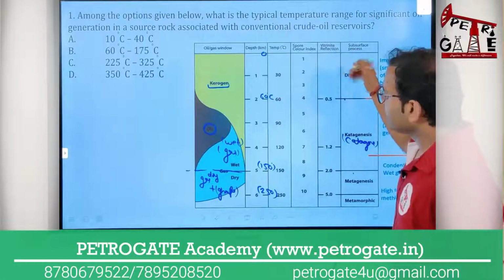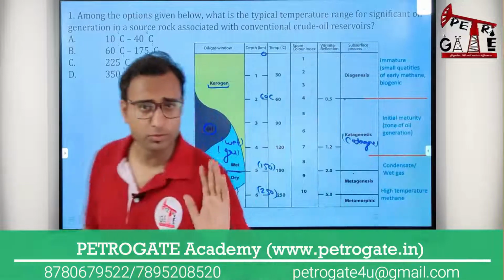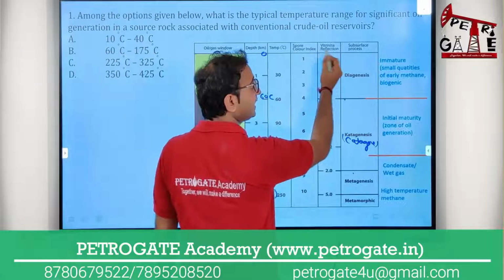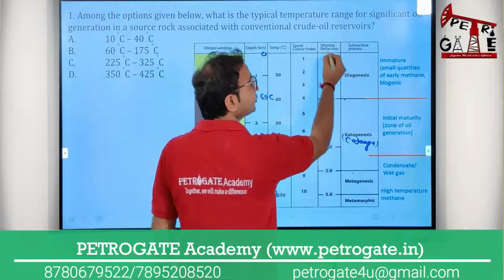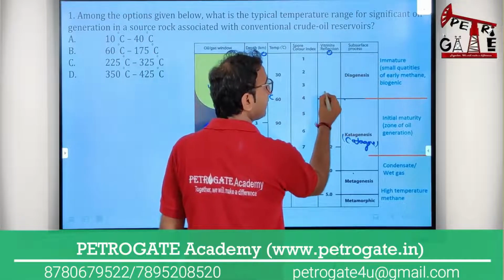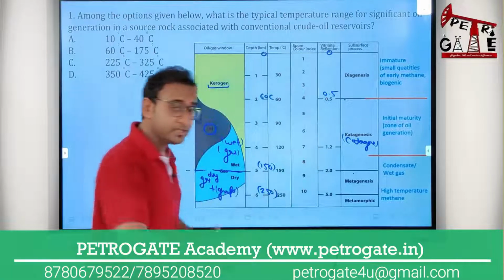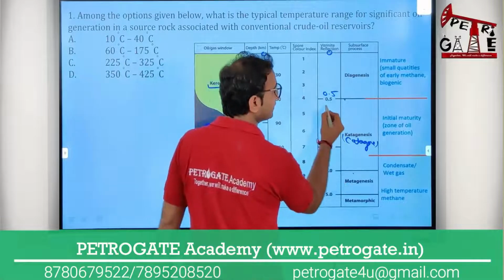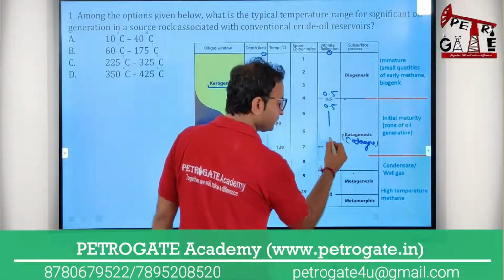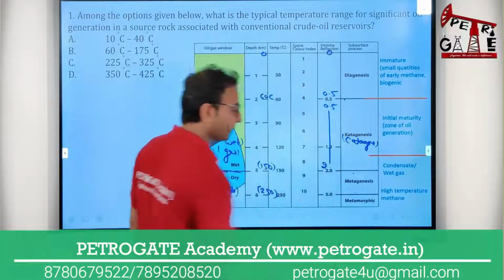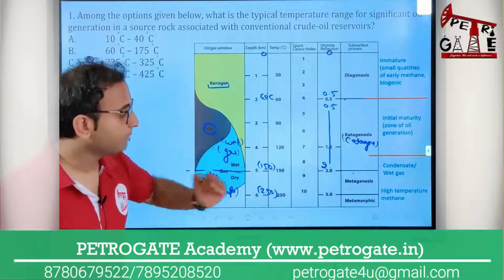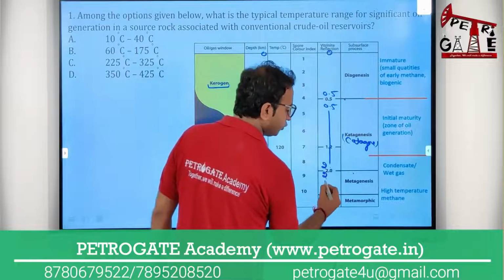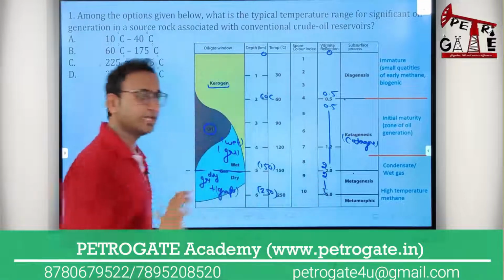Vitrinite reflectance can also be asked in the GATE examination. What is the vitrinite reflectance range in diagenesis? Your answer will be 0 to 0.5. What is the range in catagenesis? That answer will be 0.5 to 2. And what is the range in the metagenesis stage? Your answer will be 2 to 5. This is the range that you must remember.